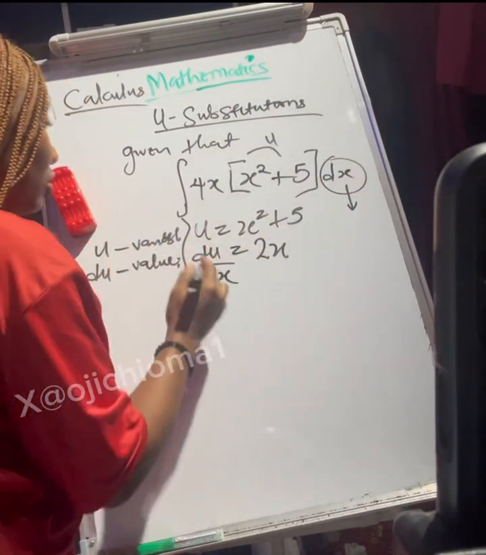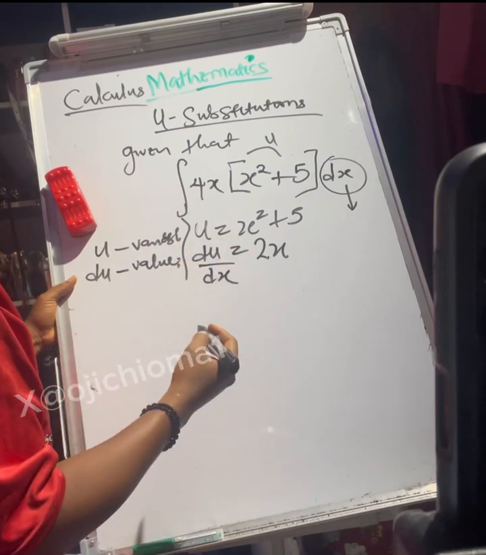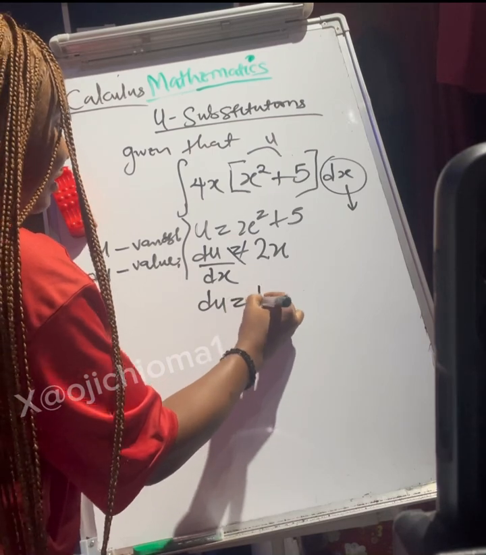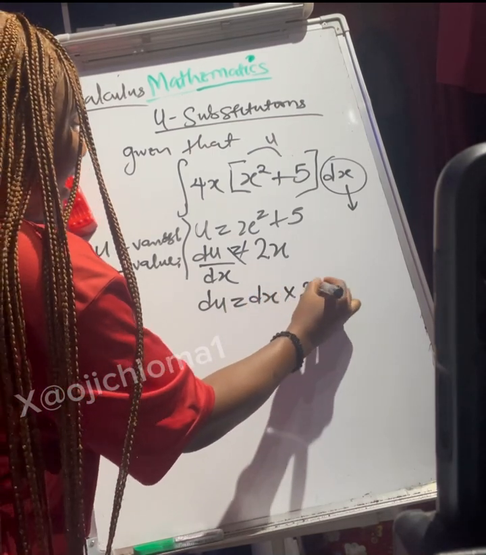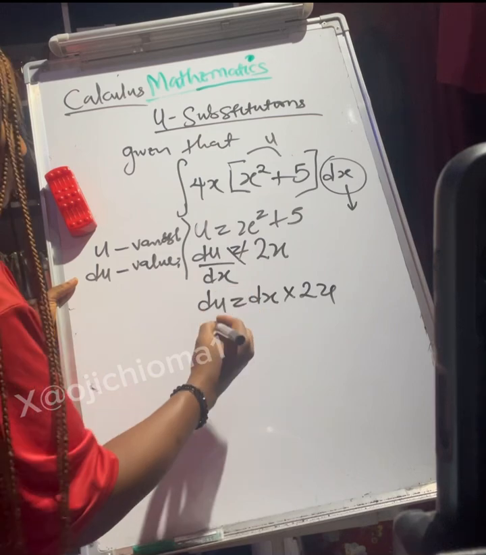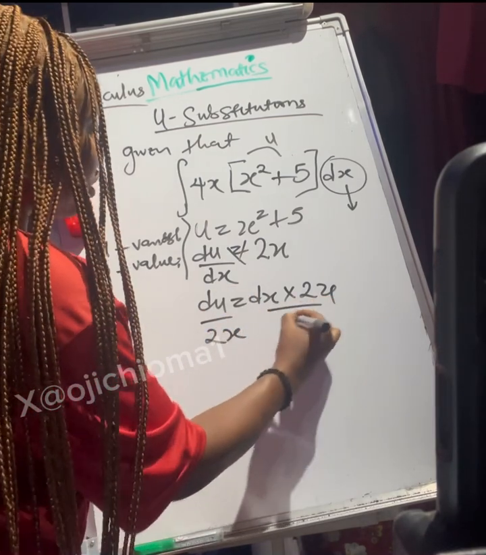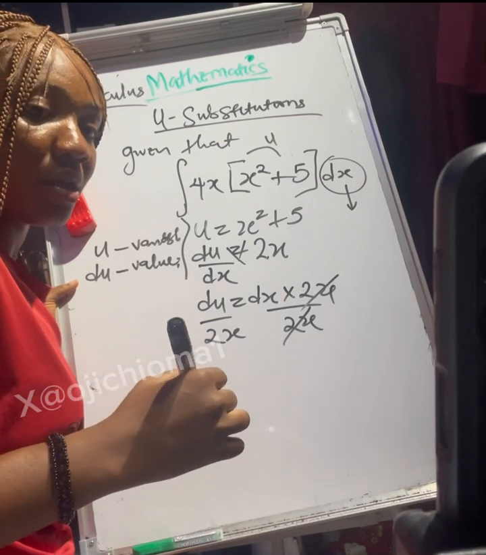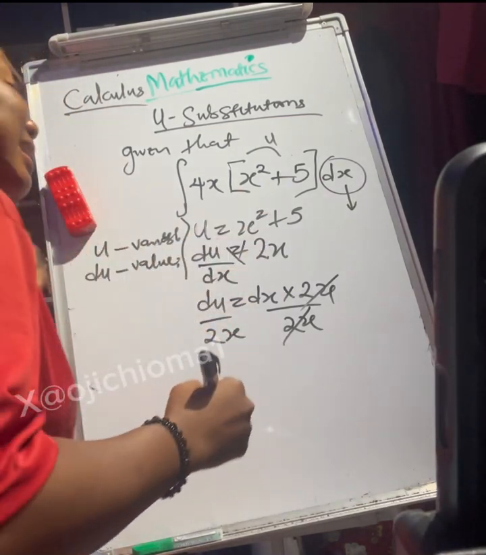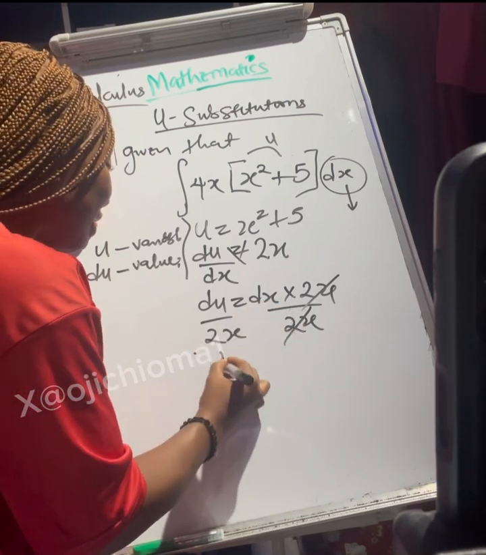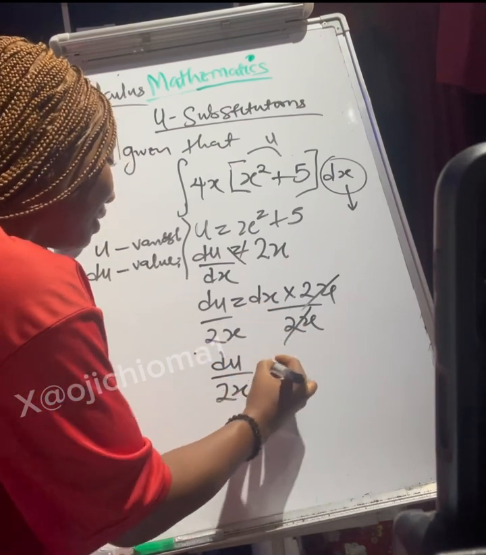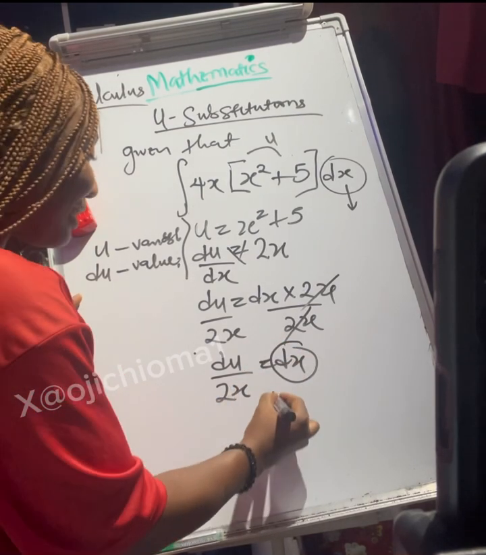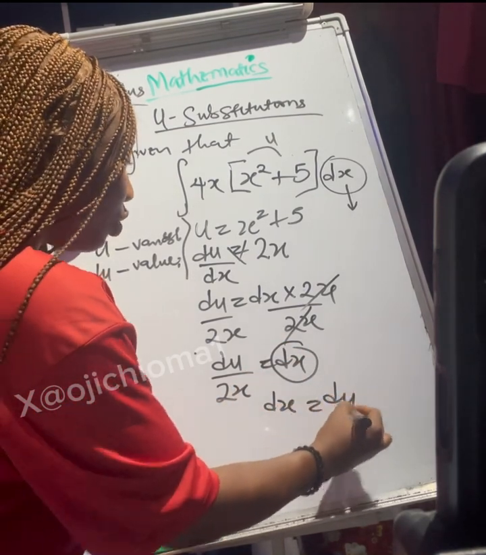So what will we do? We have to make dx the subject of formula. How do we do it? Cross multiply. You have du equal to dx times 2x. Now we have to divide both sides by 2x. Divide here by 2x, then we also divide here by 2x. 2x, 2x. Have you seen it? Yes, sir. Now 2x is gone, right? So now what are we left with? We are left with du over 2x equal to dx. Have you seen it? So now we've gotten that dx equals du over 2x.